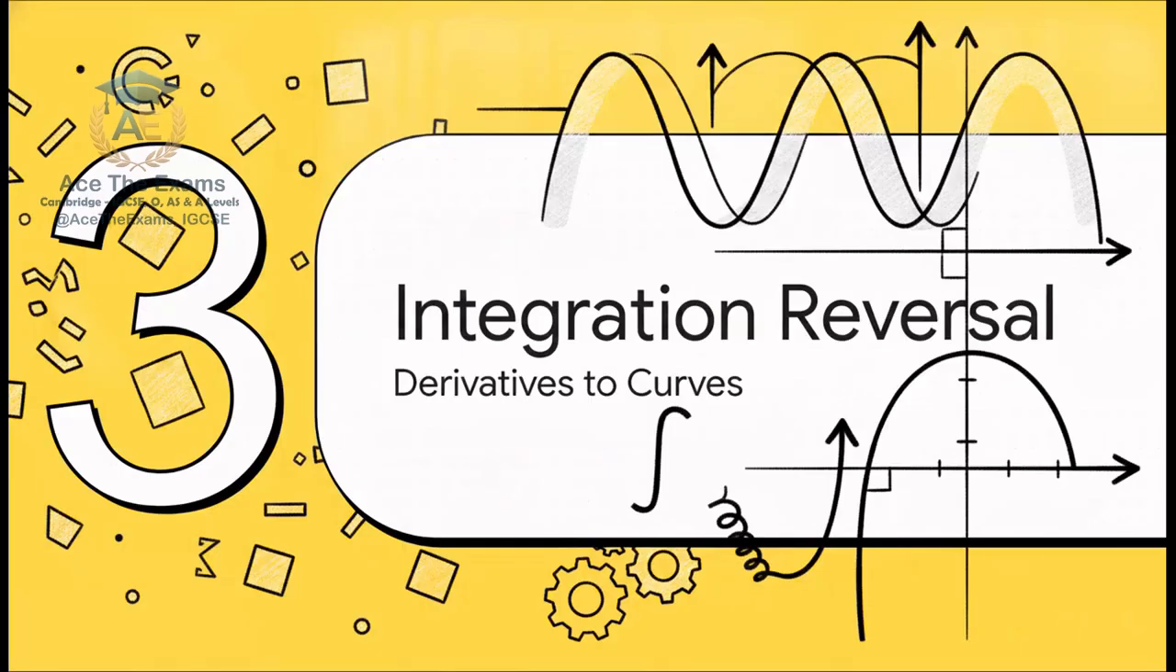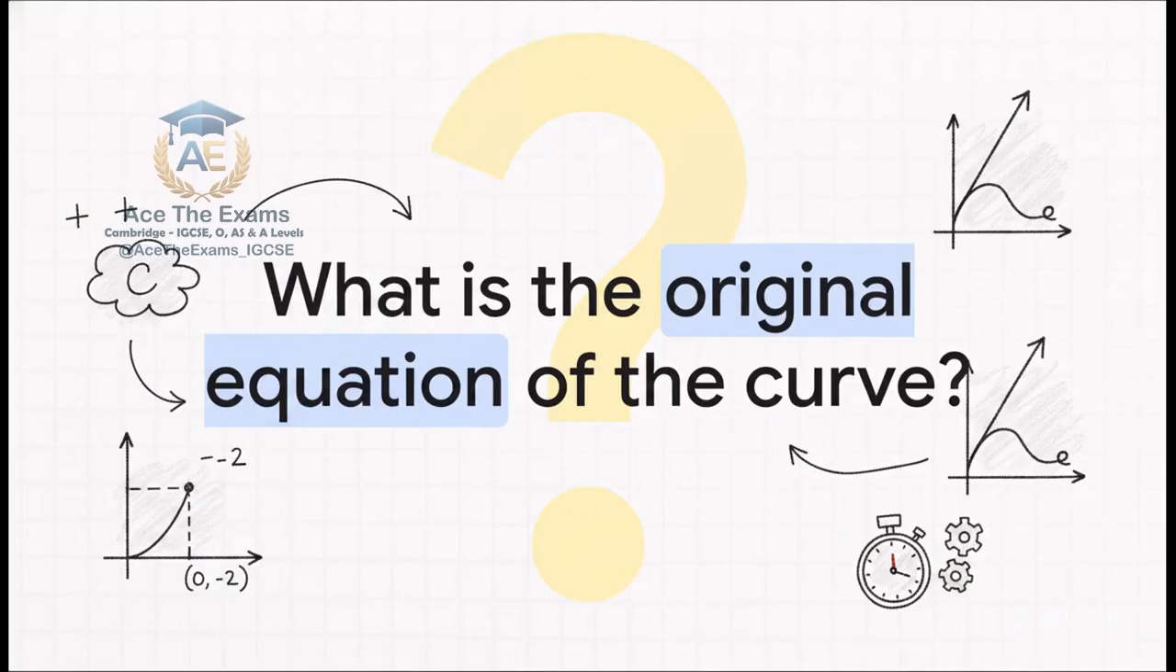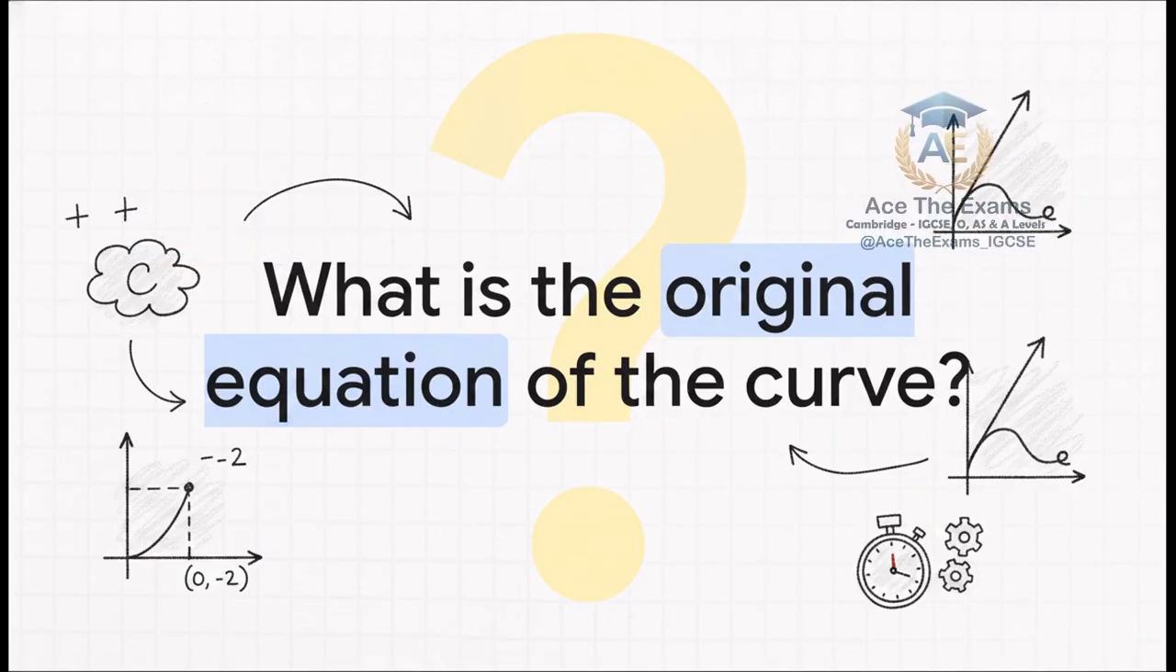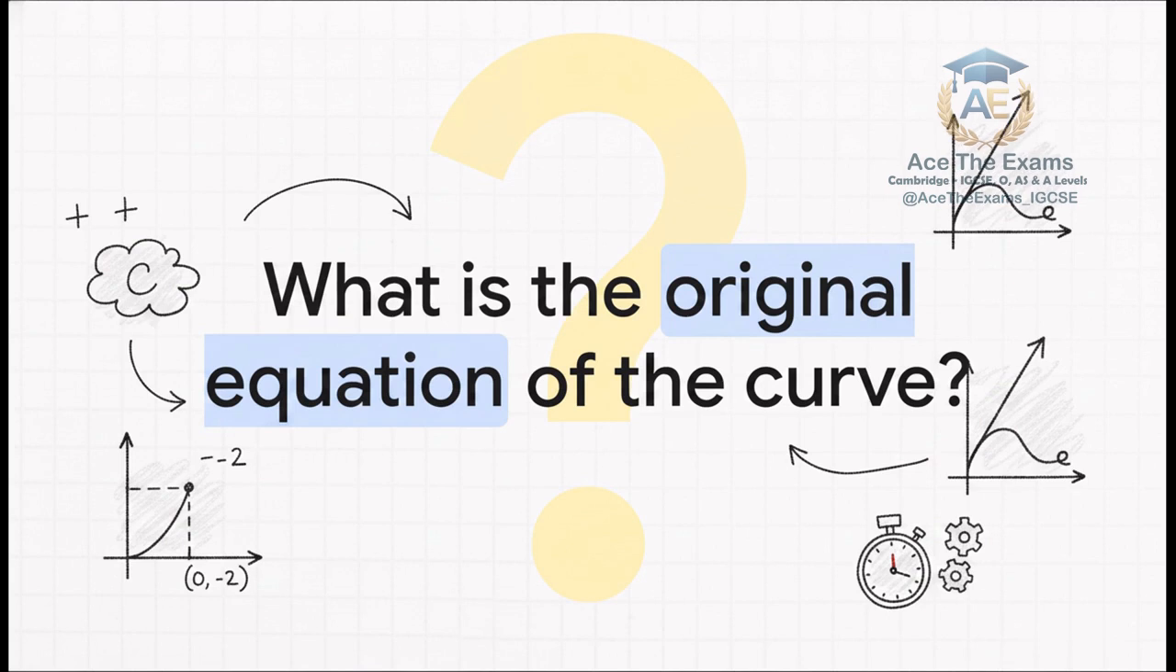Okay, on to Section 3, reversing with integration, moving from derivatives back to curves. Now that we're pros at breaking things down, it's time to reverse the process and build them back up. If differentiation breaks a function down to find its rate of change, integration is essentially the art of reassembling it. This problem tasks us with integrating not just once, but twice.